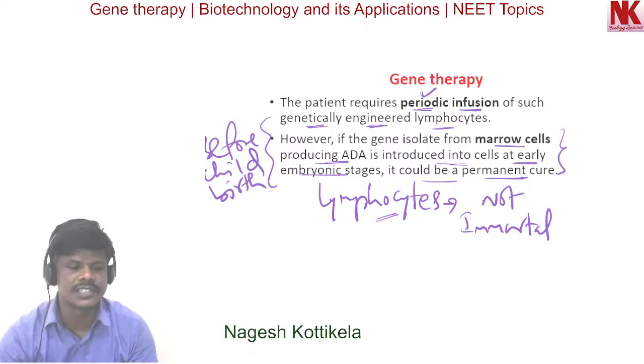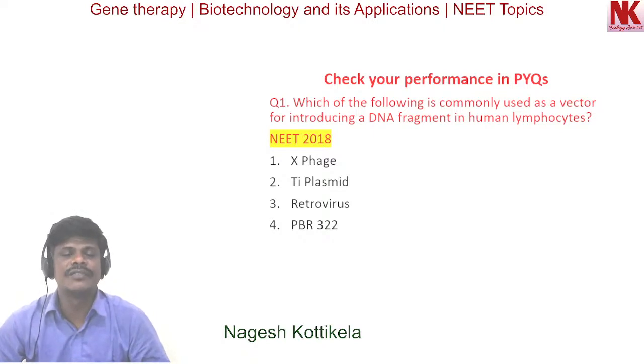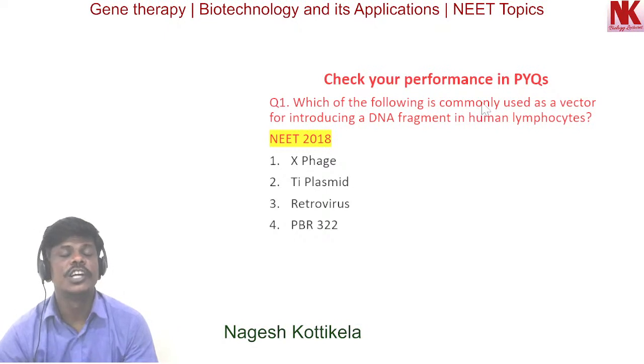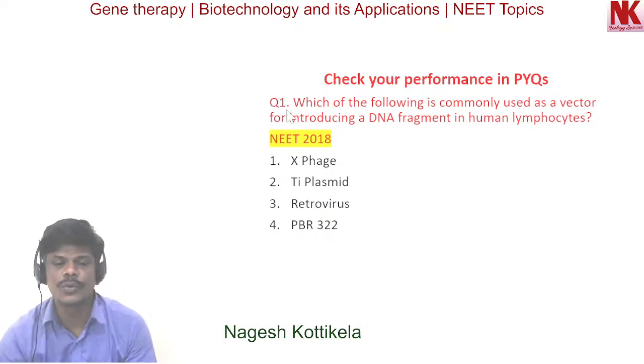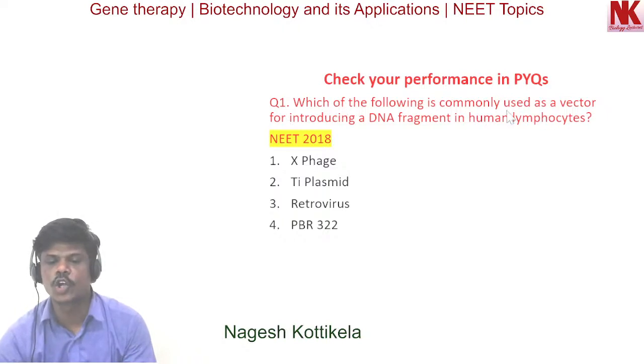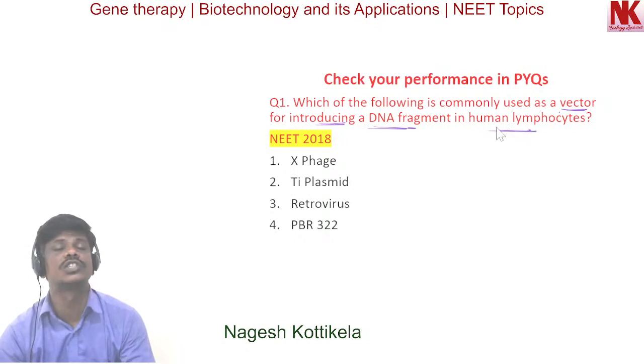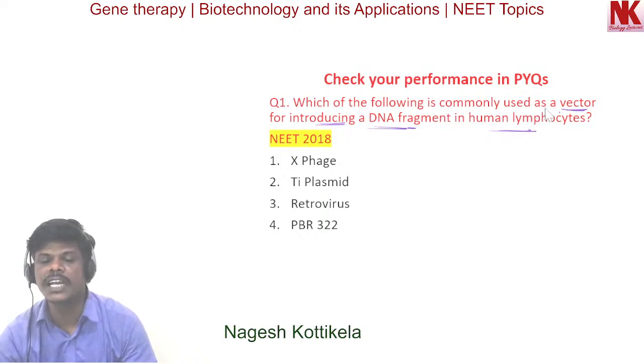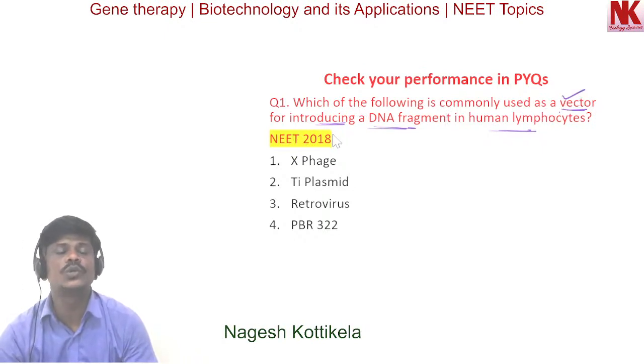Okay, after this, based on the topic that we have discussed, let's discuss some previously asked questions in exams. Dear students, check your performance in previous year questions. Question 1. Which of the following is commonly used as a vector for introducing a DNA fragment in human lymphocytes? I repeat the question once again. Which of the following is commonly used as a vector for introducing a DNA fragment in human lymphocytes?